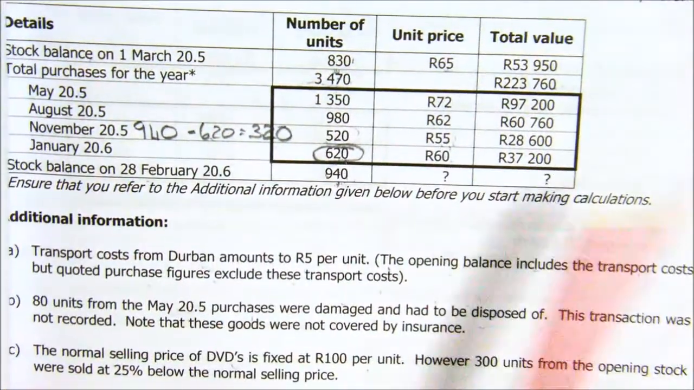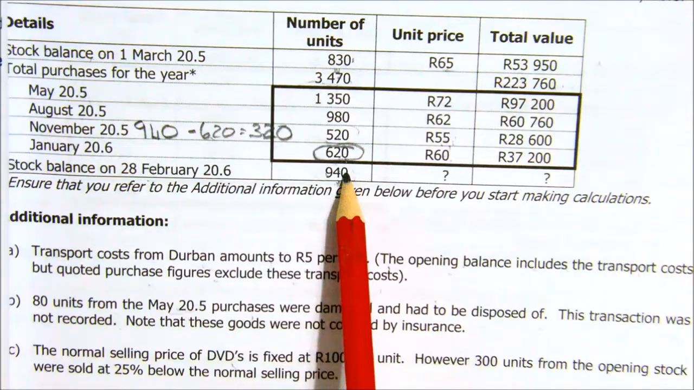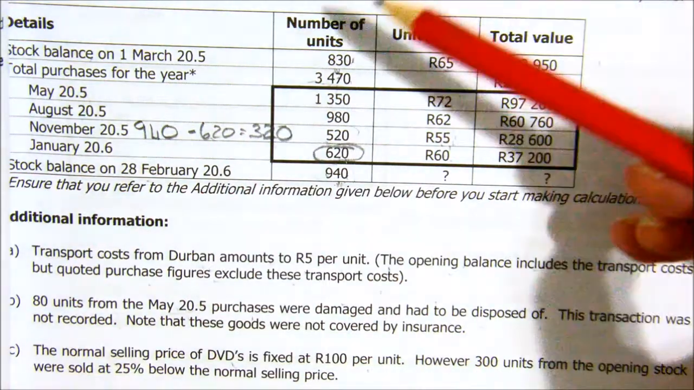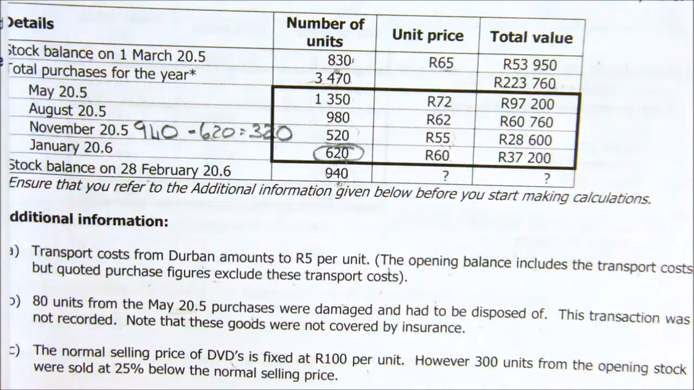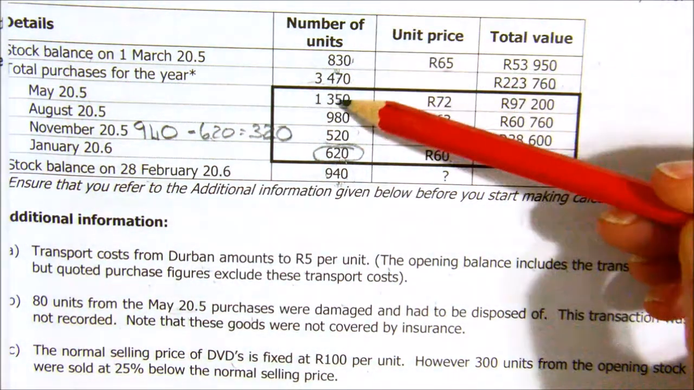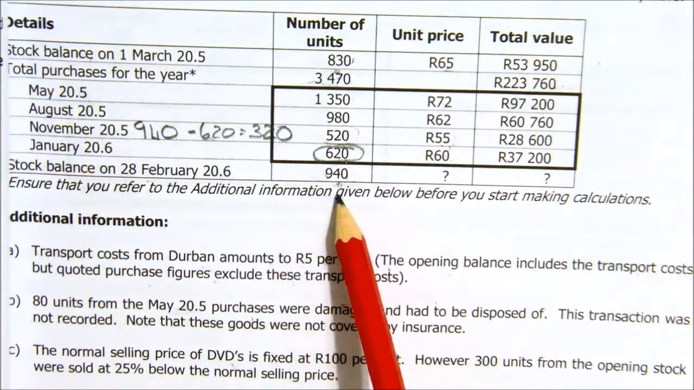And finally, we've got 940 units left over. So we want to value this 940 using the FIFO method. Now, we would have sold the 830 first. Then we would have sold the 1350, the May purchases. Then we would move into the August and so on. So if you're selling your older stock first, you're going to be left with the later stock.